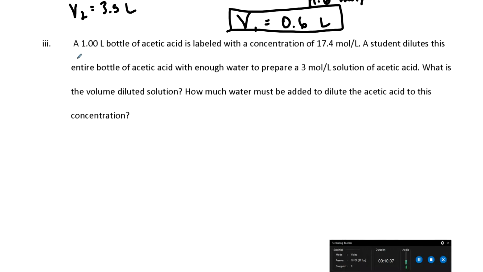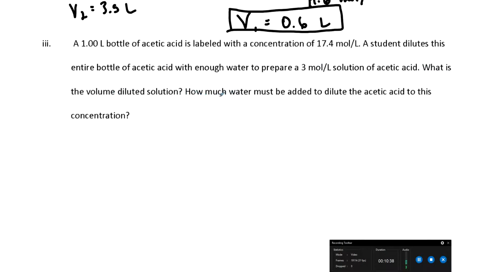Okay, another one. A 1 liter bottle of acetic acid, which is the acid that's found in vinegar, is labeled with a concentration of 17.4 moles per liter. A student dilutes this entire bottle of acetic acid with enough water to prepare a 3 mole per liter solution of acetic acid. What is the volume of the diluted solution, and how much water must be added to dilute the acetic acid to this concentration? So we actually have 2 questions to answer here.